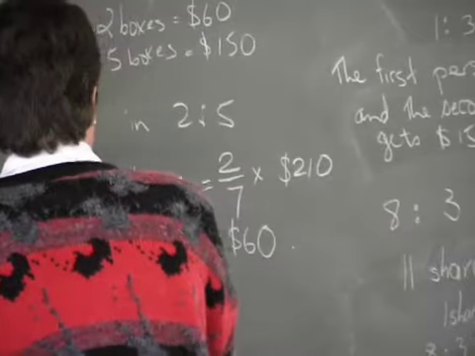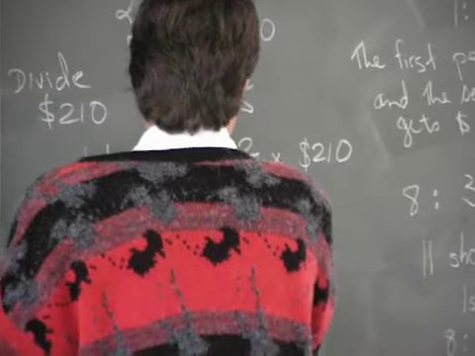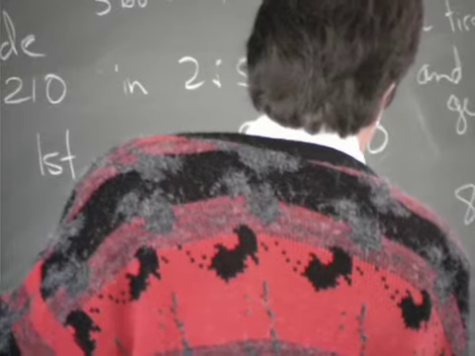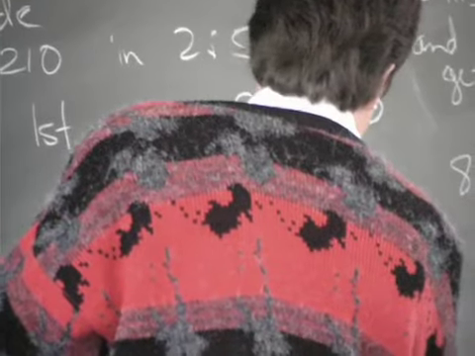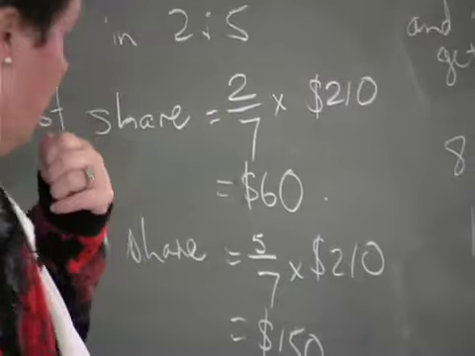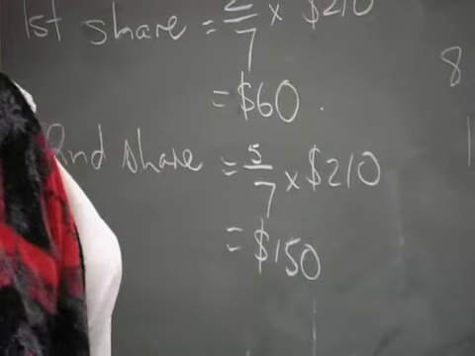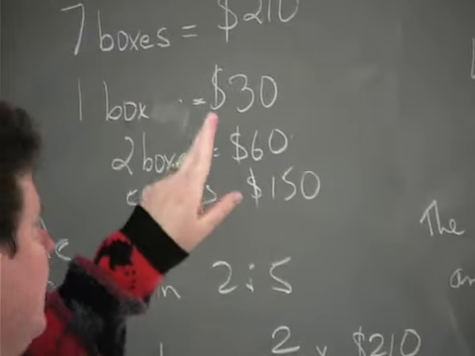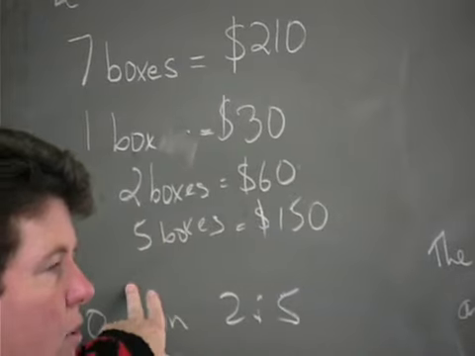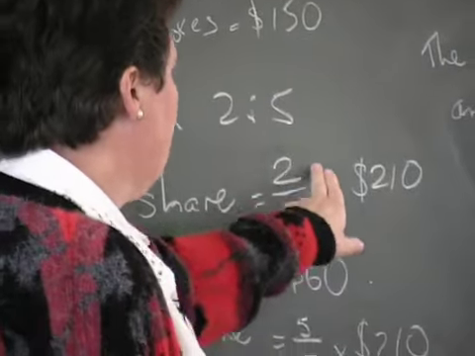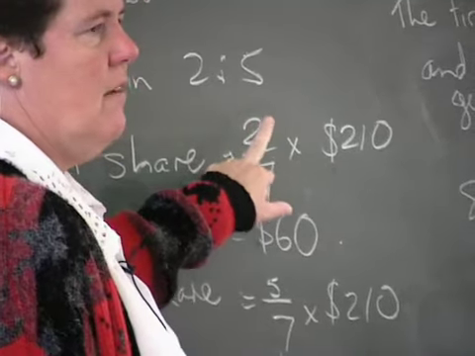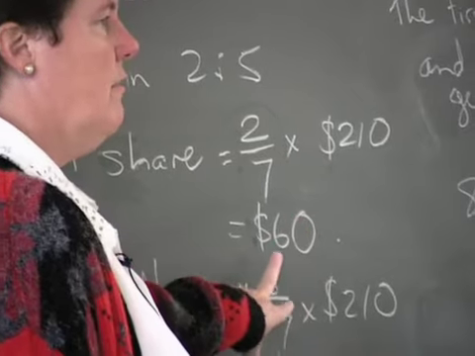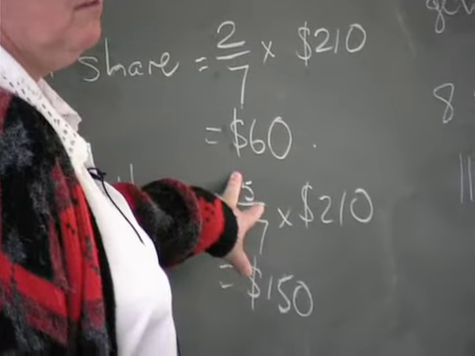You found 30 and multiplied by 2 and got 60. And what is the second share worth? 150, we already know, because that's 5/7 of 210. So you've got two methods. You can say 7 shares is $210, work out 1 share and then 2 and 5. Or you can go straight to saying, if I have 2 shares out of 7, I must have 2/7 of the money on the left-hand side, and 5/7 of the money on the right-hand side.